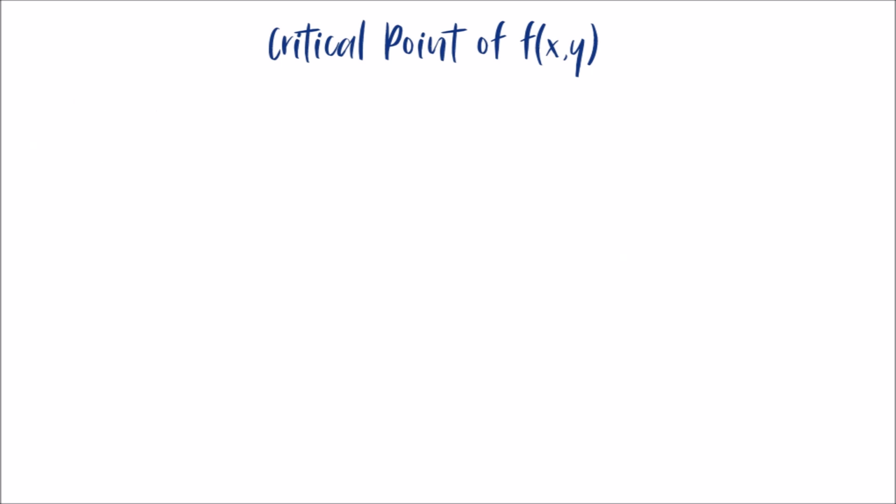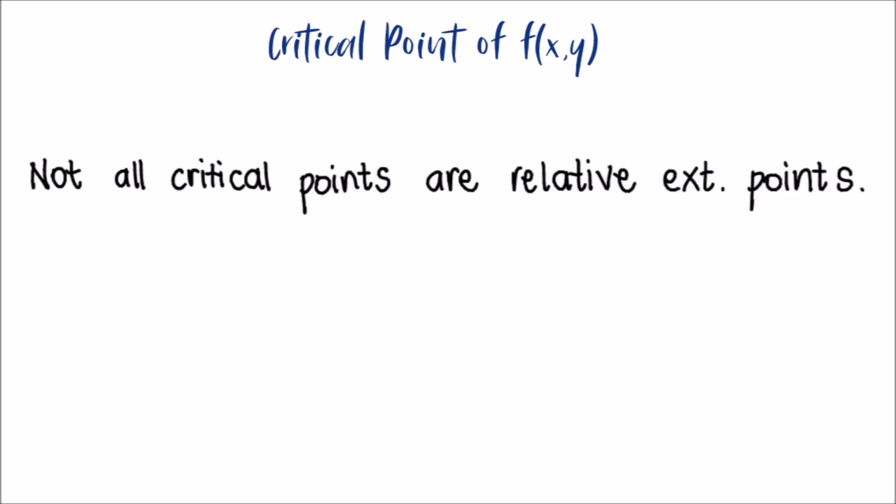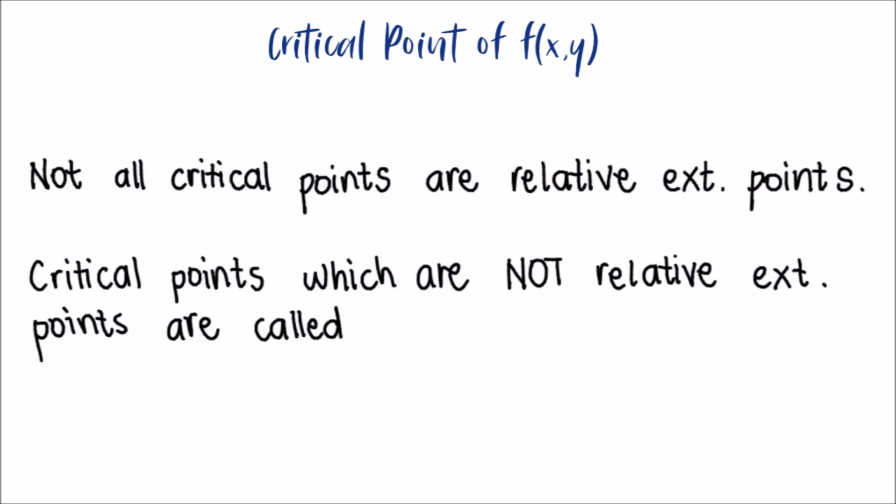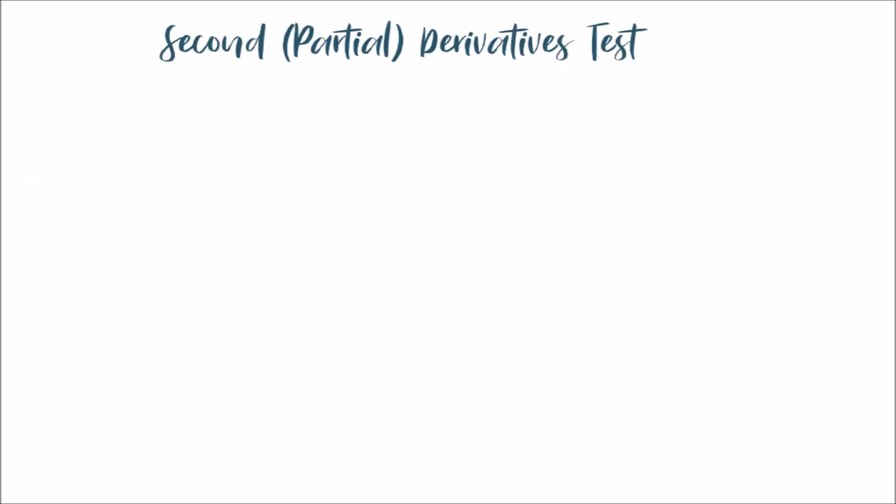Now let us recall this remark: if a point is a critical point, it does not follow that there is already a relative extrema at that point. We give such points a particular name. All critical points of f that are not relative extrema are called saddle points of f. Later, we will see those saddle points in the conclusion of the second derivatives test.